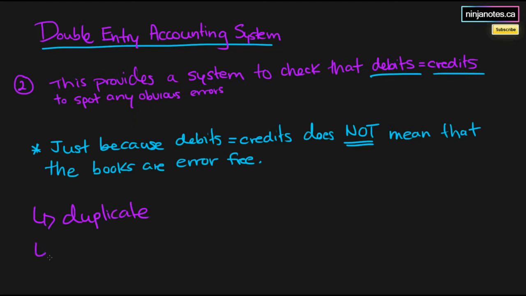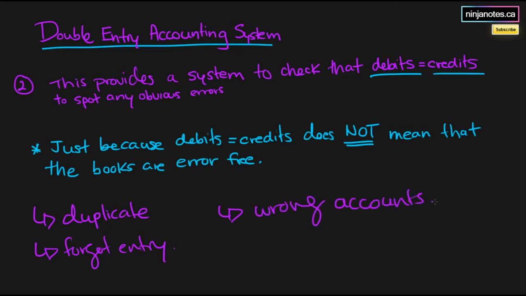And another error can be that we actually forgot an entry. This will not affect the debits or credits, and it won't be caught by this tool. Another one might be that the wrong accounts are being debited or credited. So of course the debits and the credits will remain fine, but the wrong accounts will have been debited or credited, creating another error. So it really takes a lot of practice to look at all the errors within accounting and make sure that everything is accurate and complete.